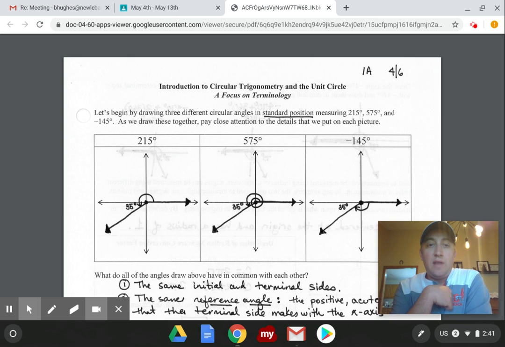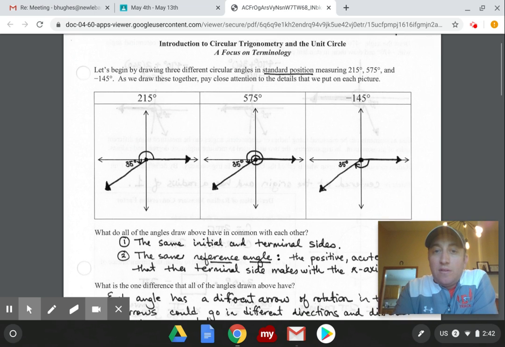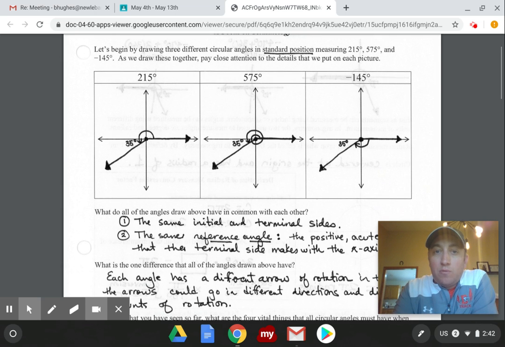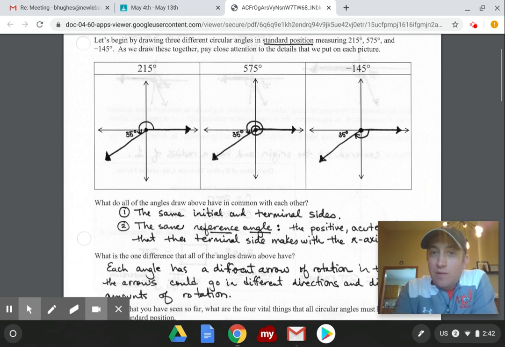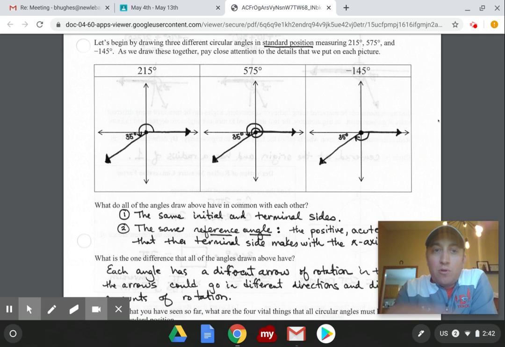So today we're talking about circular trigonometry and the unit circle just a little bit. We'll talk more about the unit circle when we get into this next lesson, but we really have some terminology that we need to get through today. The first thing we're going to do is draw three different circular angles in standard position, measuring 215 degrees, 575 degrees, and negative 145 degrees.